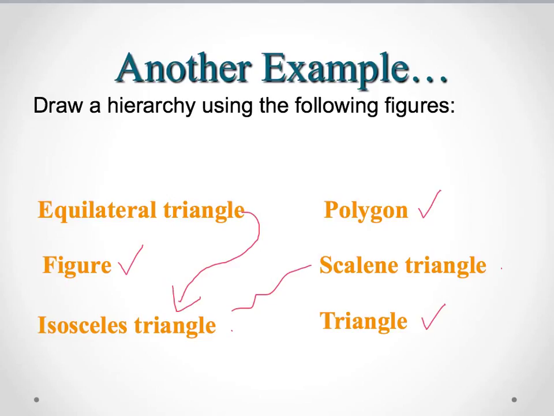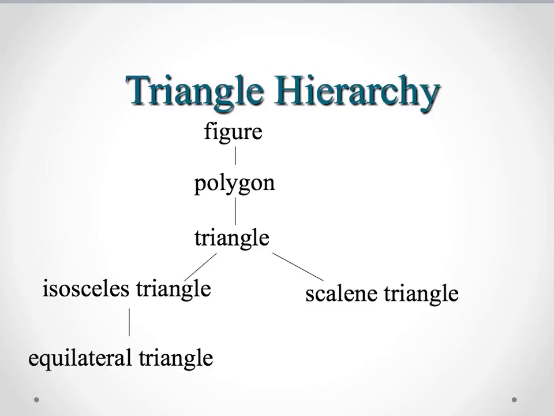So if we were to draw this out, this is what we would have. Figure at the top, working our way down to polygon, working our way down to triangle, separating these two into isosceles and scalene. And isosceles triangles could be broken down into equilateral. We will practice more with this in class.